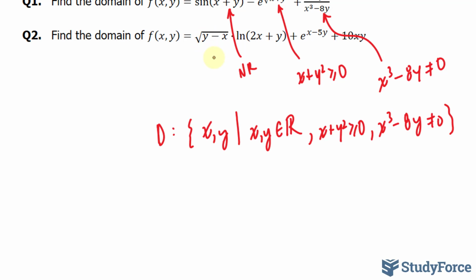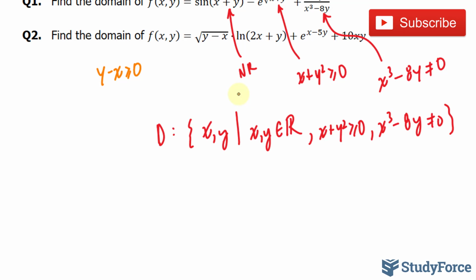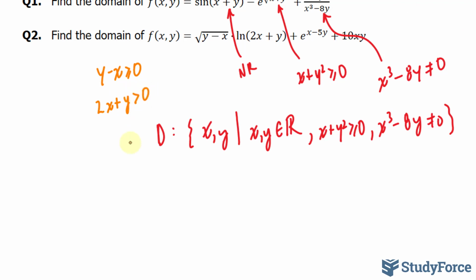Now we have two issues here. y minus x, this radicand, must be greater or equal to 0 for the same reason as discussed in question number 1. So y minus x must be greater or equal to 0. Over here we have ln of 2x plus y. 2x plus y must be greater than 0. It can't even be 0. So we have to write 2x plus y must be greater than 0.